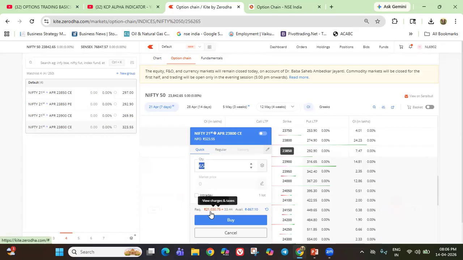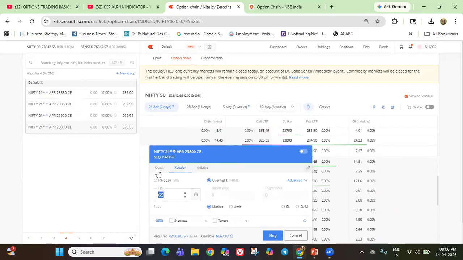So you're seeing that if I select 23,850, the money needed is only 19,300, and if I select out of the money, I need only 17,500. And if I select in the money, it is more than the at the money price. So that is the difference between in the money, at the money, and out of the money.